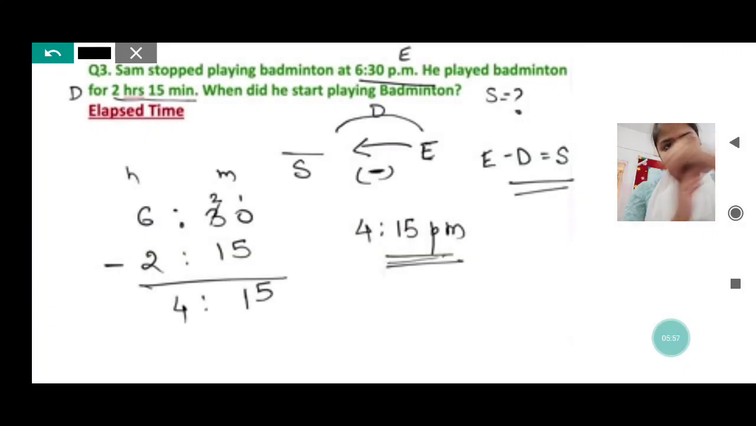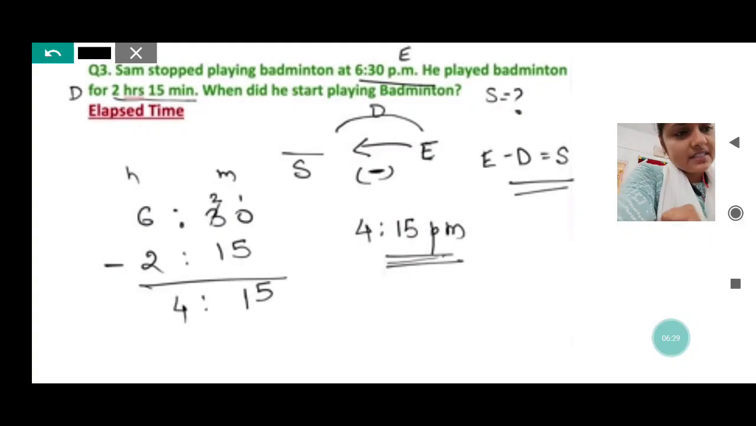Just as you all can see here, the question is: Sam stopped playing badminton at 6:30 p.m. He played badminton for 2 hours 15 minutes. This is the duration for which he played, that is 2 hours 15 minutes. When did he start playing the badminton? He stopped playing the badminton.